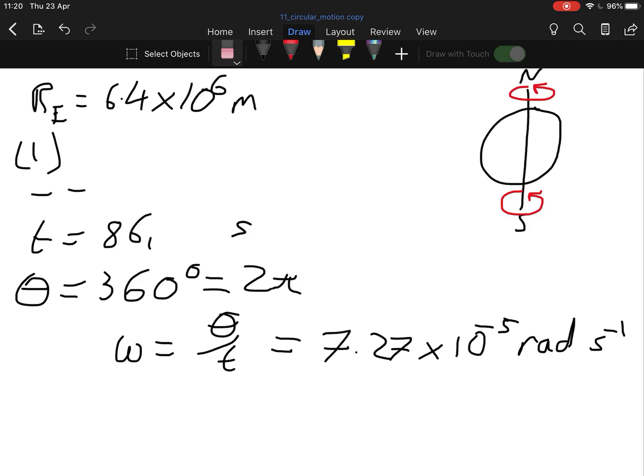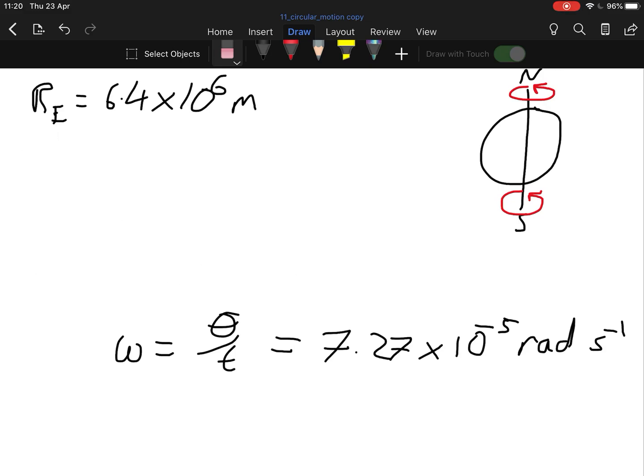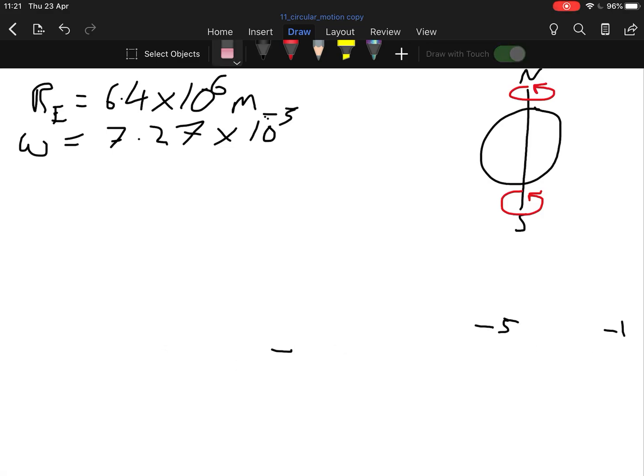Okay, so I'm going to keep the omega. I'm going to write the omega in up here now, but I'm going to have to rub everything else out because I need the space back for part 2. So we got omega to be 7.27 by 10 to the minus 5. Okay, so that's part 1. Part 2.